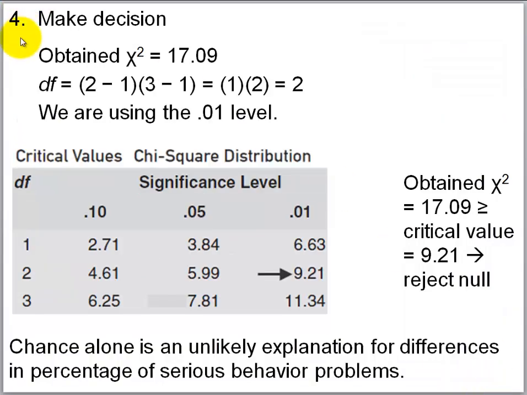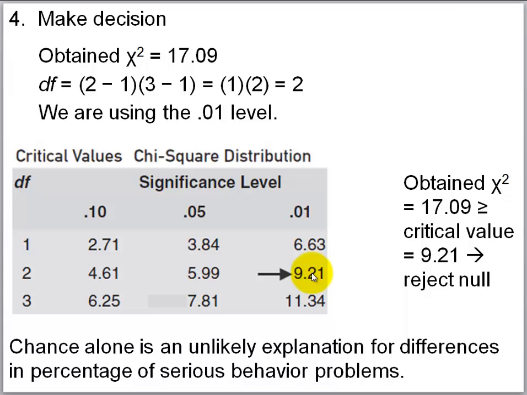The final step is to make a decision on the hypothesis pair. Recall that our degrees of freedom are 2. We're using the 0.01 level. So the appropriate cell in the chi-square distribution table to find is the one I'm circling here for the 0.01 level, 2 degrees of freedom. The critical value of chi-square is 9.21.